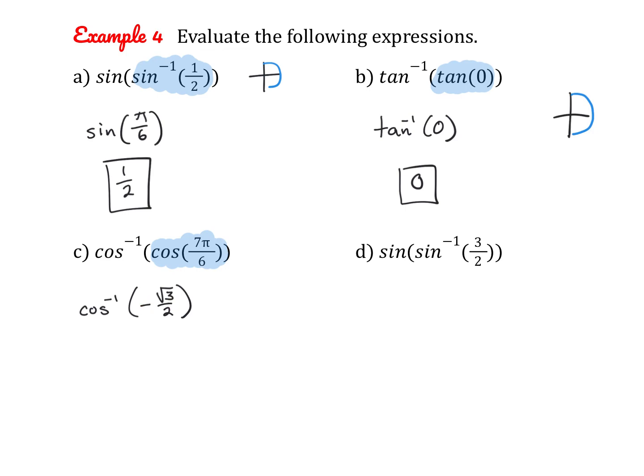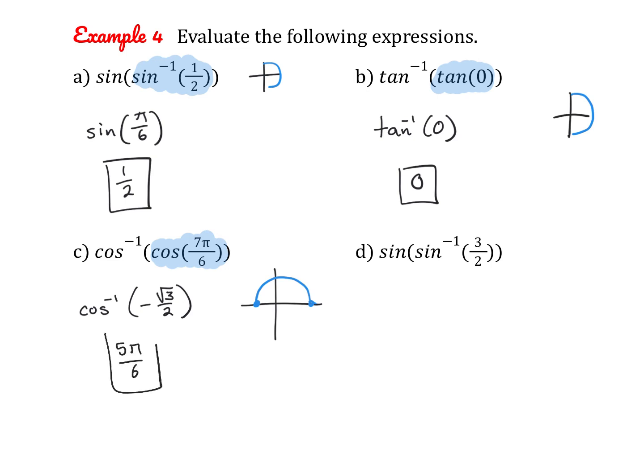Remember, for arccosine, the range, which is the output, is going to be some angle between 0 and pi. Since the value is negative, our angle is actually going to be over here in quadrant 2. In quadrant 1, cosine is positive. So I'm asking which angle has a cosine of negative root 3 over 2, and that would be 5 pi over 6.